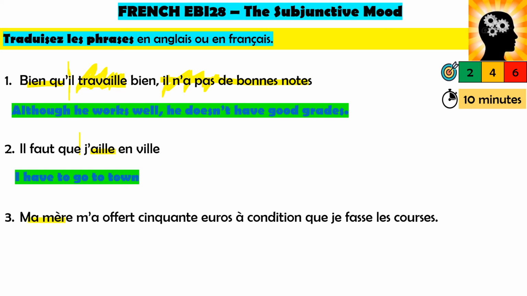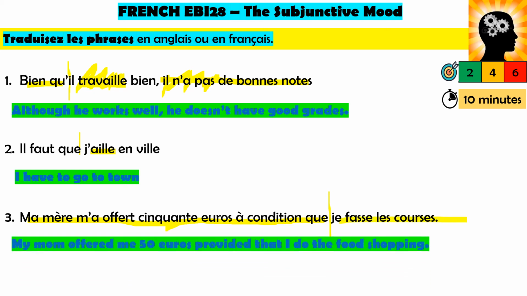Numéro 3, ma mère m'a offert 50 euros. Okay, so this is all background. Where's the feeling? Where does the mood come in? Here, à condition que. À condition que is one of our conjunctions that makes a subjunctive after. So my mom has offered me 50 euros on the condition that je fasse les courses, I do the food shopping. Well done if you got these first three. Remember, I'm after 2 today, so if you've got all 3 of these right, an excellent start.